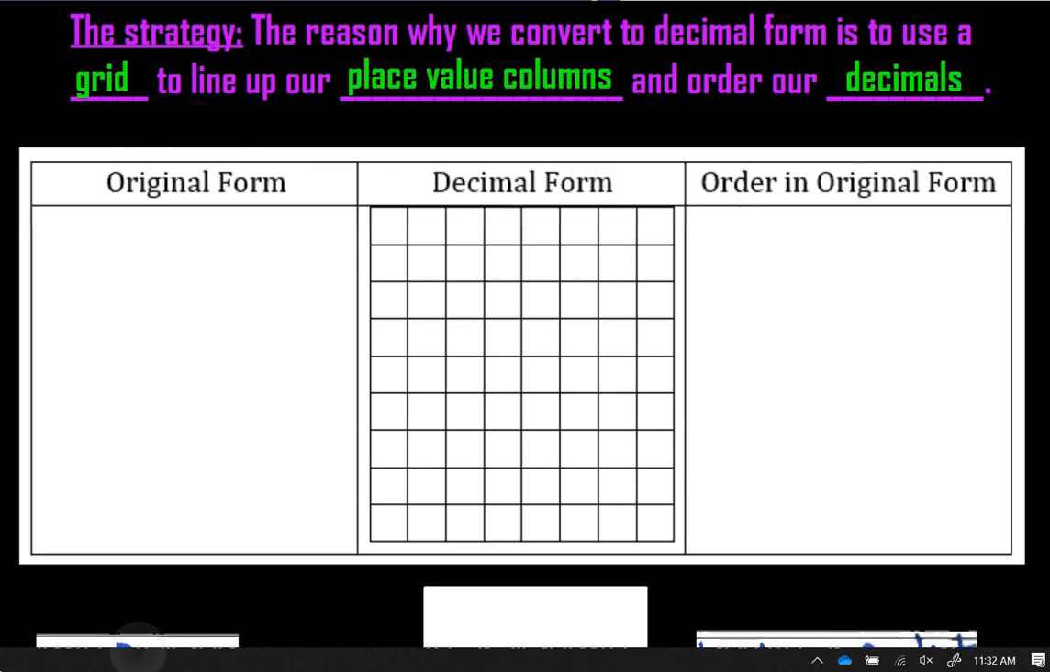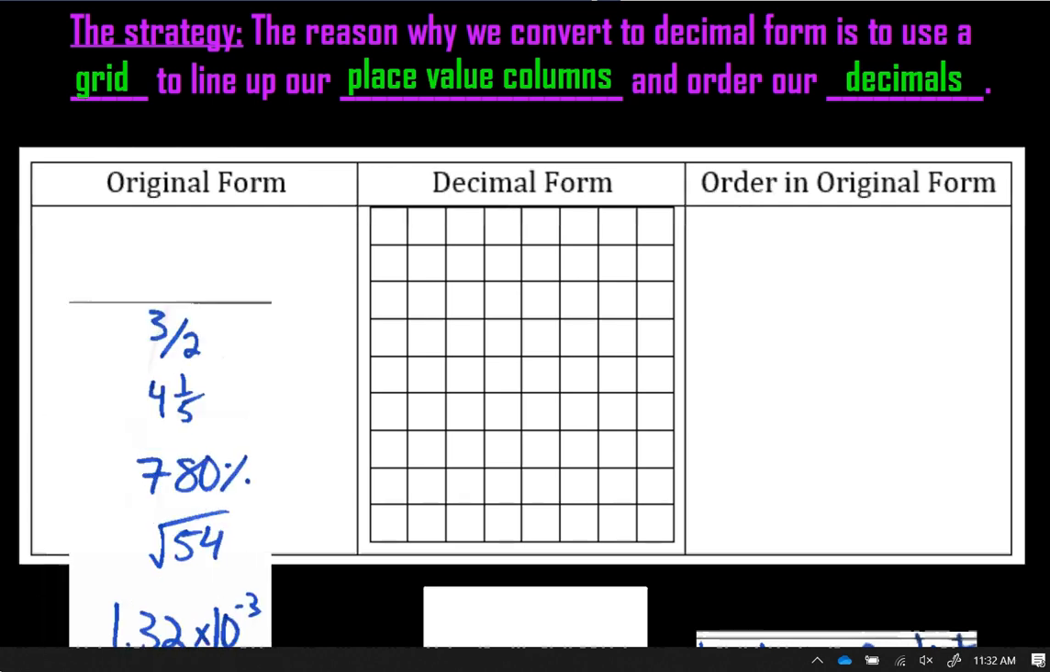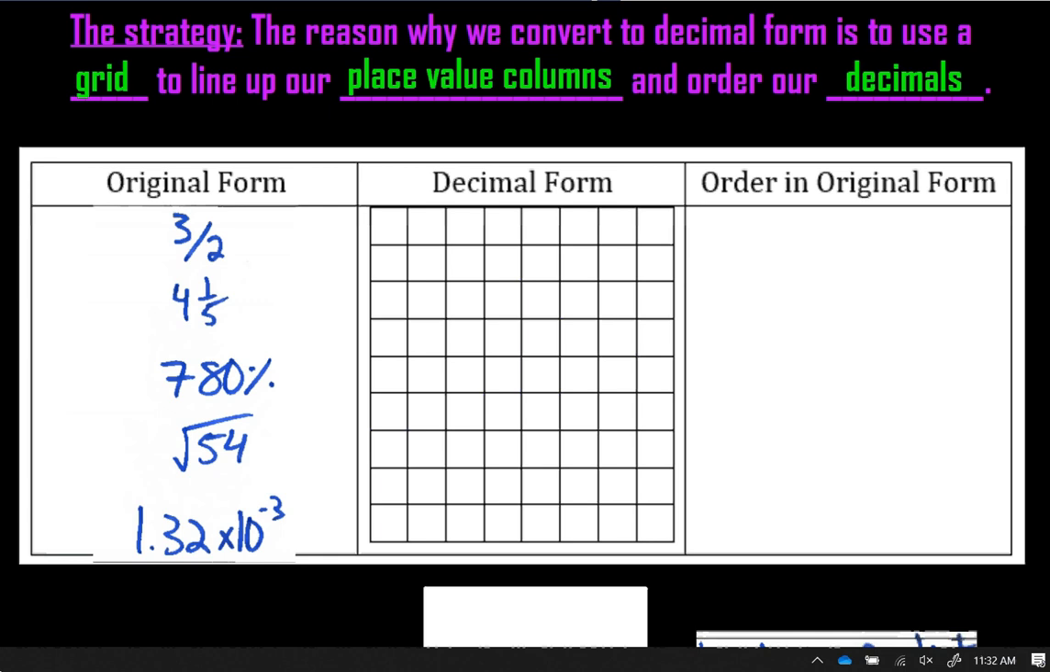So now let's take those 5 values that we had in original form, and let's go ahead and convert those back to decimal. Again, we already have those values, so if you need to pause and just write those values down, please do.